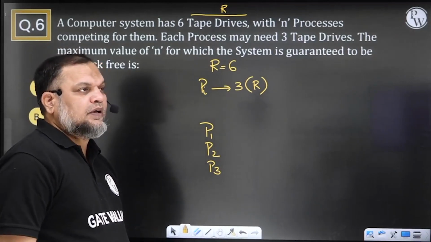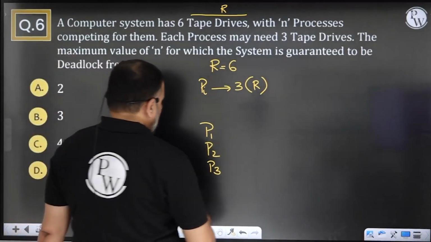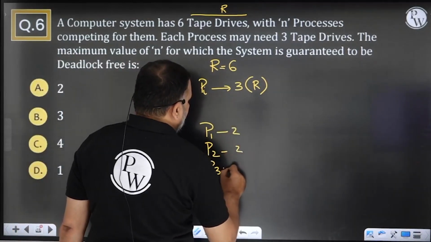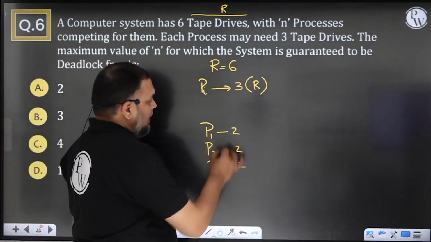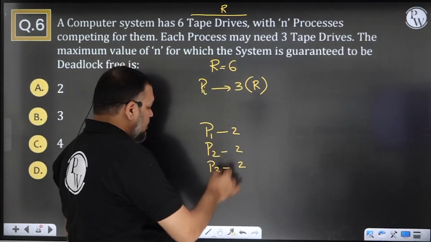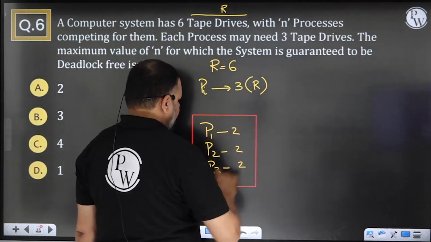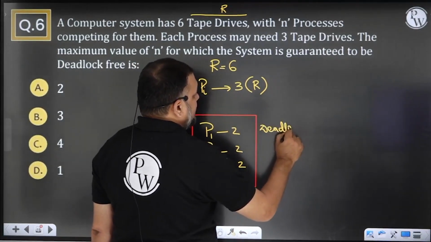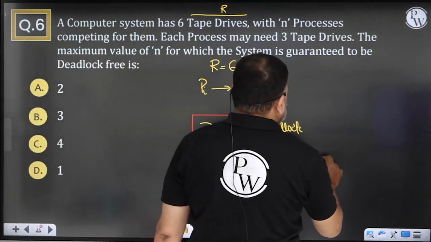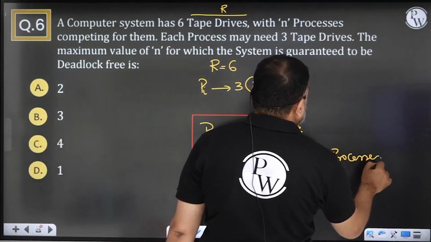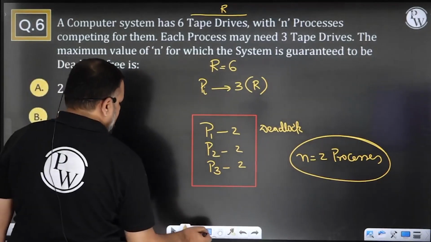Can deadlock happen or not? Yes, deadlock can happen. I am not saying it will always happen. Can happen. Sir, when will it happen? When everybody gets 2 copies. This is deadlock. Everybody is falling short by 1. This is deadlock, boys and girls. So deadlock is starting from 3. So if you don't want a deadlock, I should have maximum n equal to 2 processes. That's it. So that's a typical question. Answer is A.